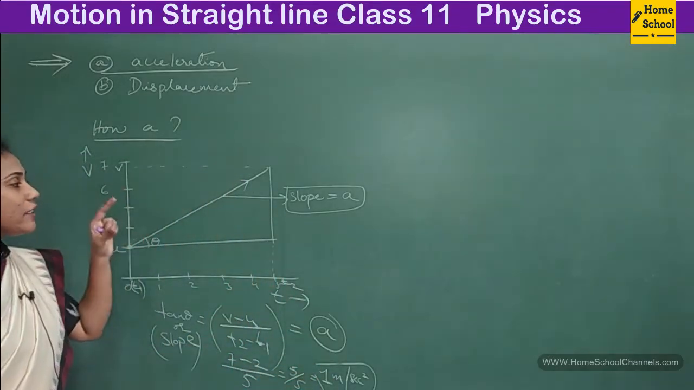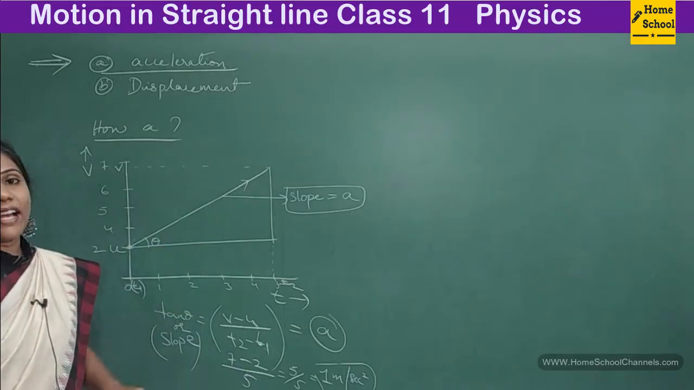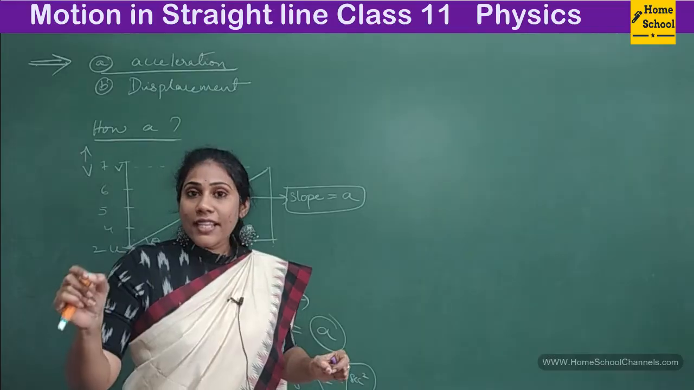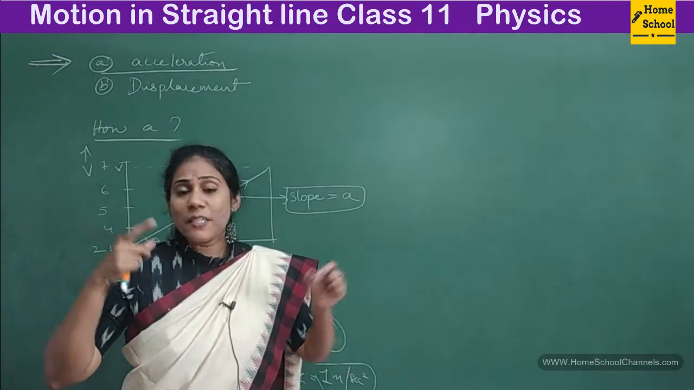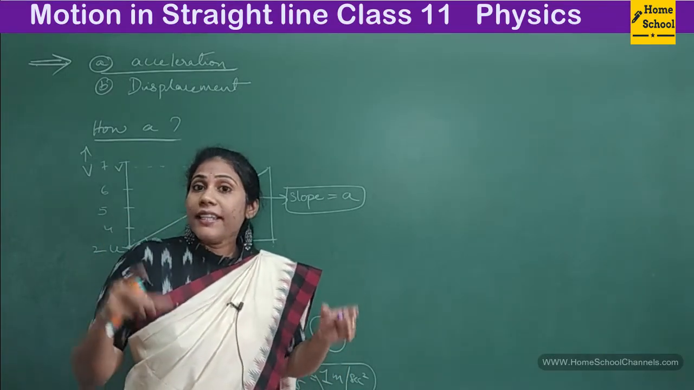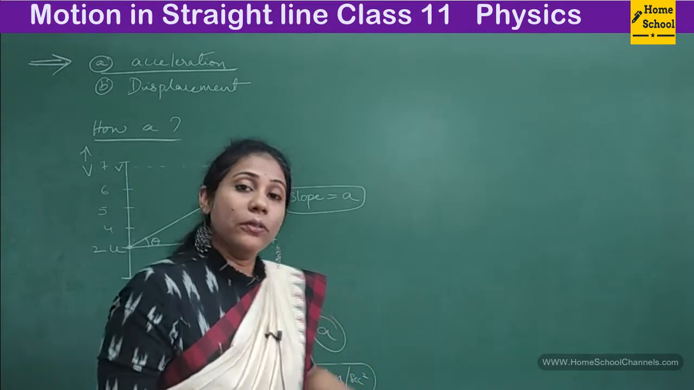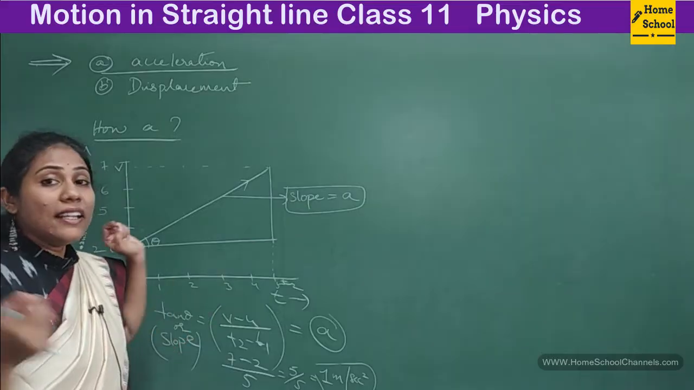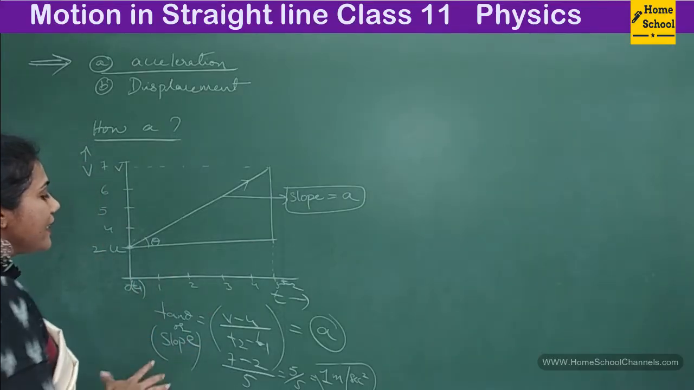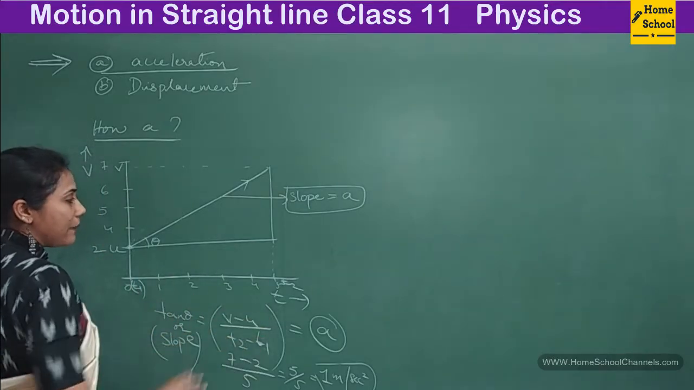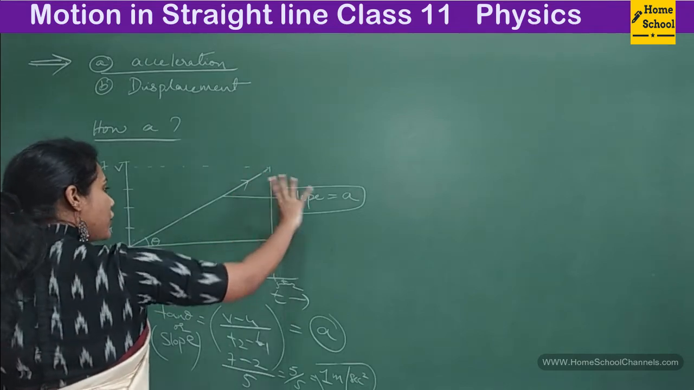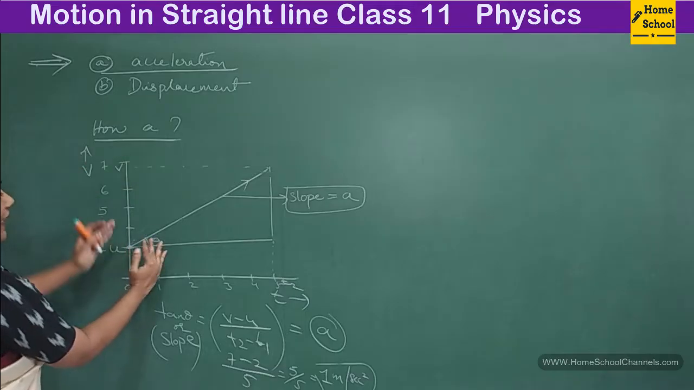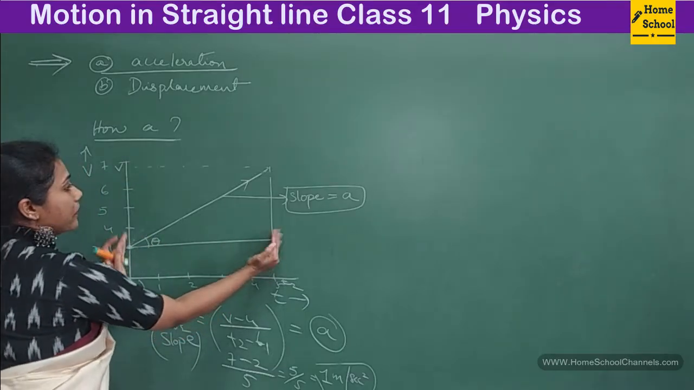So just find the slope and you get a value. Just like in the x-t graph, we found the velocity with respect to a slope. So velocity is nothing but the slope's value. Similar to that, here the slope's value is nothing but your acceleration's value. So acceleration is what? Change in velocity by time. So this is the change in velocity, divided by change in time.